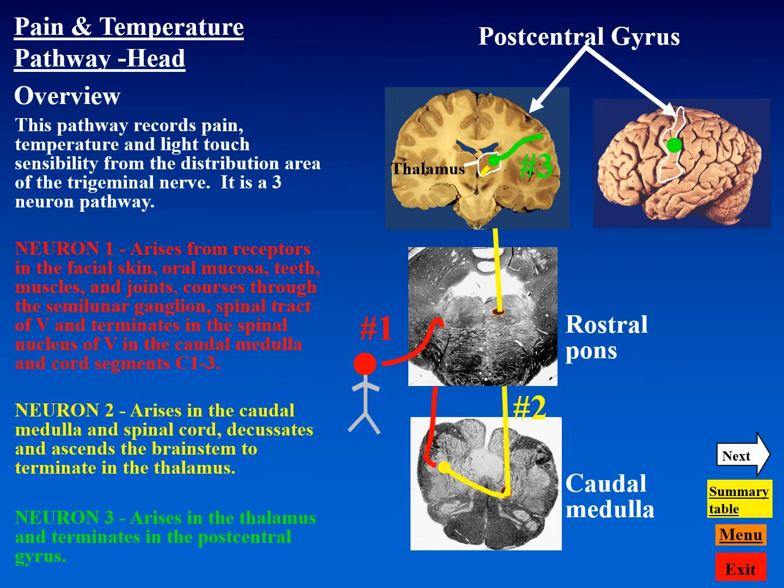So moving on to the pain and temperature pathway from the head region, this is an overview, and it is essentially a 3-neuron pathway. At least that's the way it's going to be described. Neuron 1, in this case, has its cell body in the semilunar ganglion, because most of the pain and temperature pathway from the head is using the trigeminal system for that.